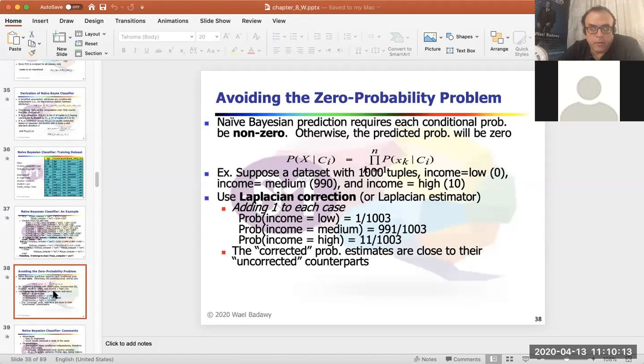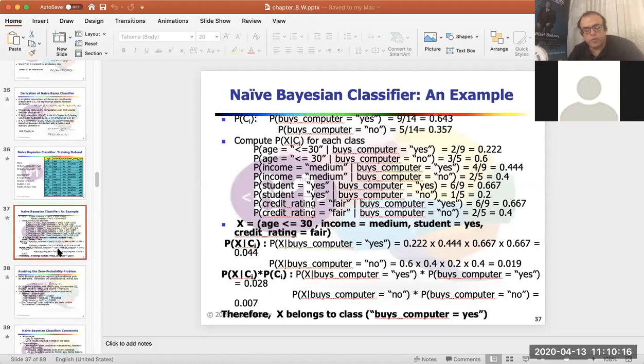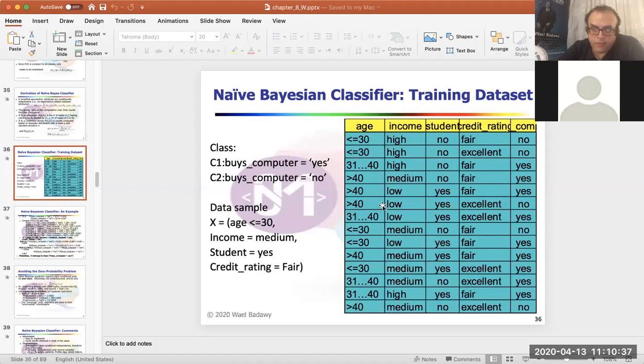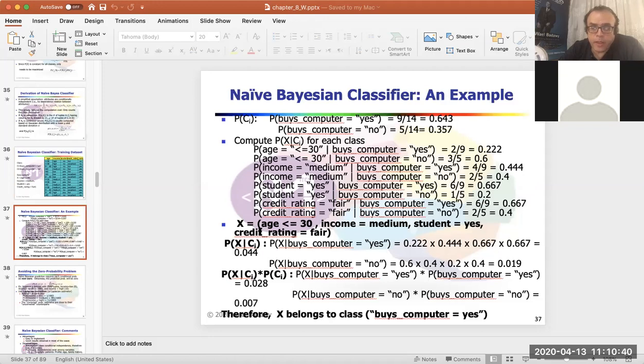So you should be able to understand how to compute a Bayesian classifier for the exam over an example of similar size. So here is X, which is the question: if somebody aged less than 30 has medium income, is a student, and the credit rating is fair, which class will he belong to? Will he buy a computer or not?